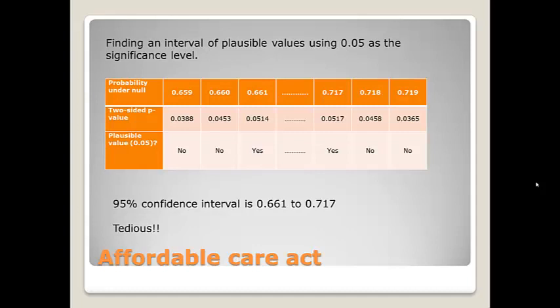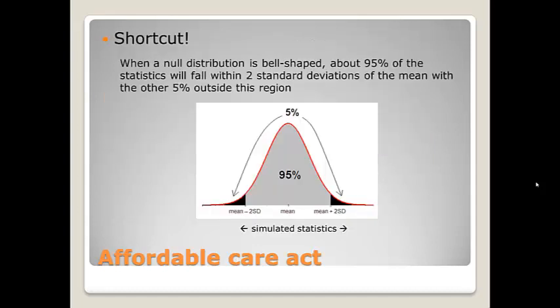In this case, the unknown parameter is the proportion of all U.S. adults who say that the Affordable Care Act has had no effect on them or their family. This is a tedious process. There's lots and lots of tests to run, whether with sort of simulation or theory-based approaches. But there is a shortcut. We're going to talk about that now.